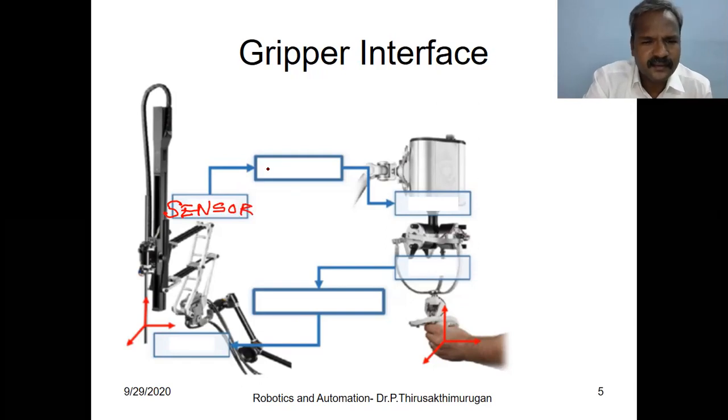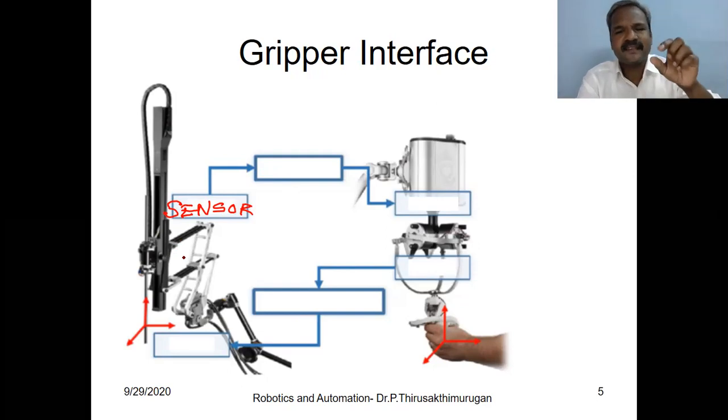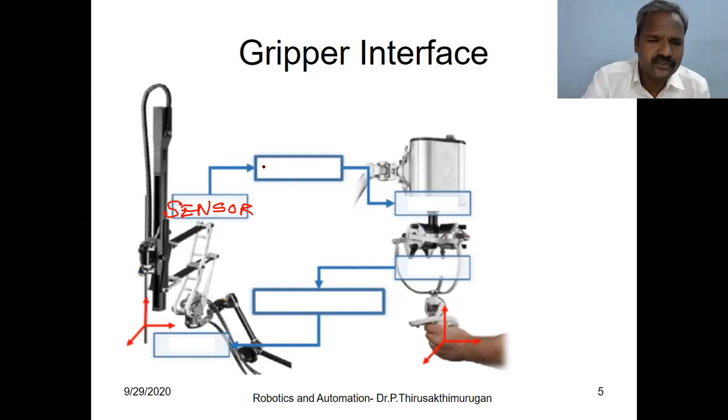So this is force-based sensing. Suppose this gripper has a slip sensor. If the object slips, what happens? The sensor gives information to create more force.